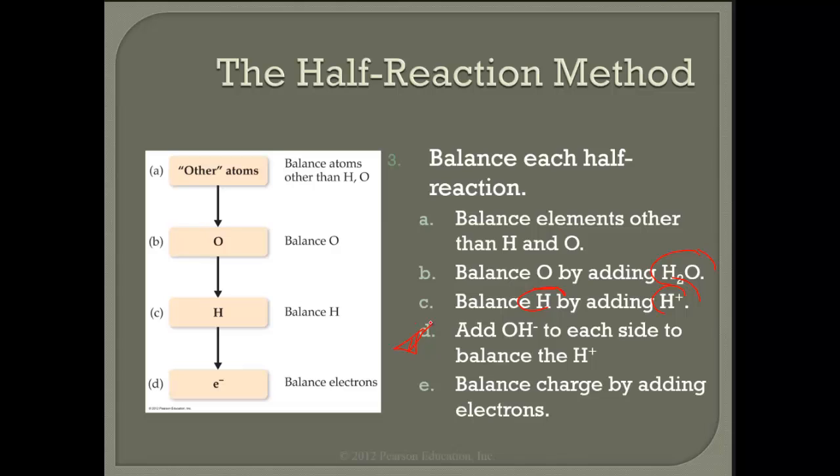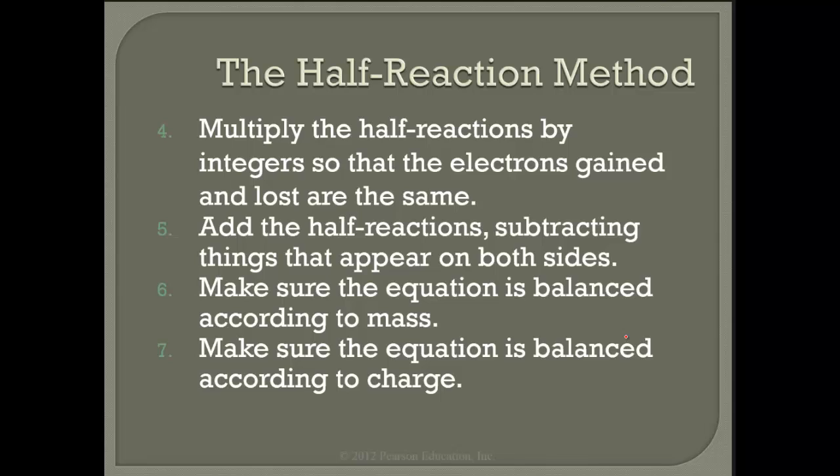Add OH to each side to balance out the H+. Balance the charge by adding electrons. Then multiply the half reactions by integers so that the electrons gained and lost are the same. Add the half reactions, subtracting the things that appear on both sides.